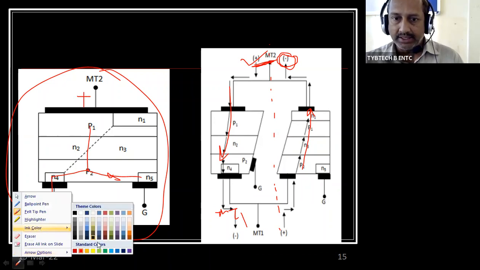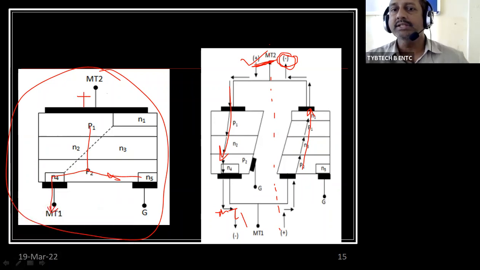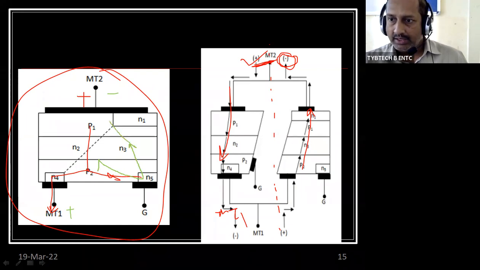And the next one is if MT2 is negative, then the current, definitely, this will be the positive. So that time the current is going to start from P2. This P2 goes through N3, then P1 and N1, because the MT2 is connected with P1 as well as N1. MT1 is connected with N4 as well as P2.